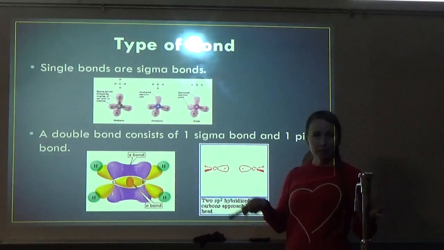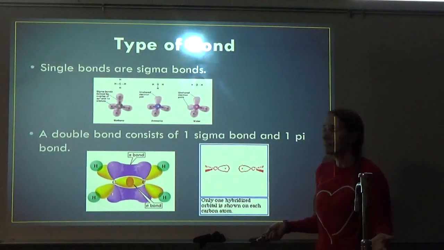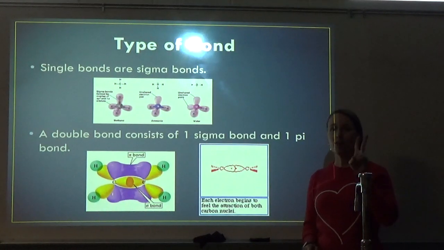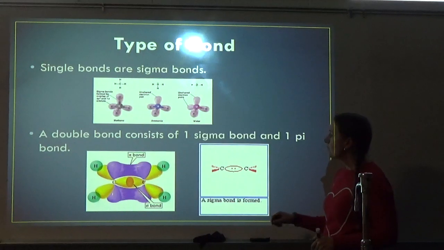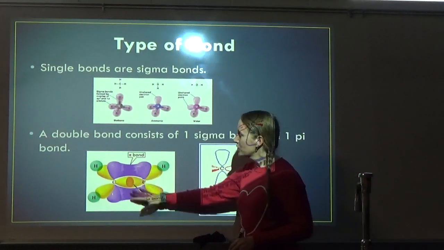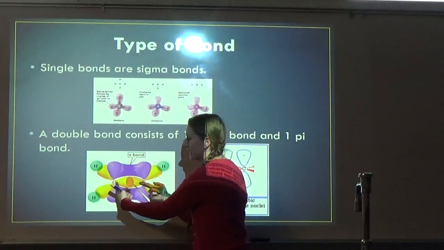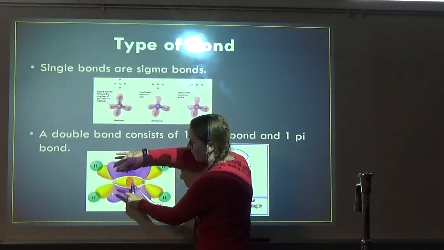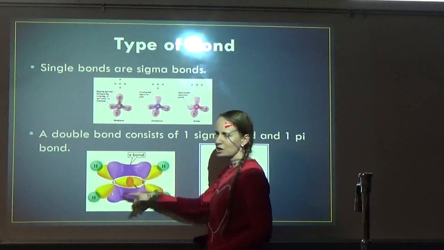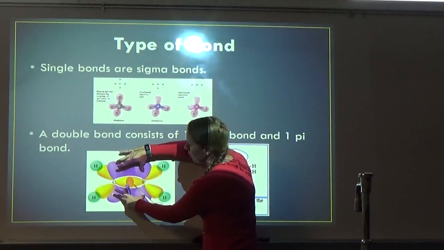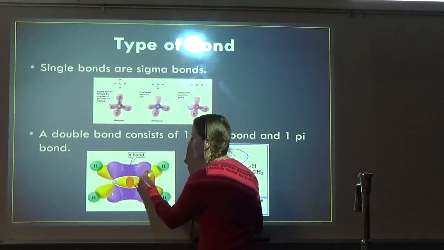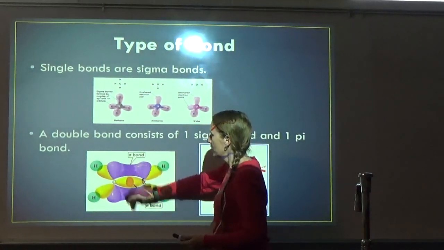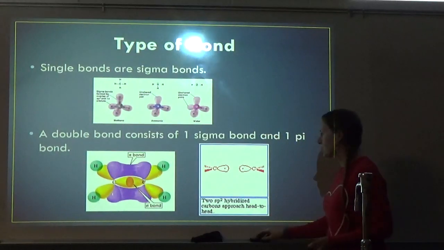Single bonds are sigma bonds, so that's an easy way to know if it's sigma or pi. A double bond consists of one sigma and one pi. I know this picture is kind of hard to understand, but you have a sigma overlap right here, and then the pi overlap right here. And I know it seems like this is a triple bond, this is all one orbital. Remember, the p's have the two lobes. That's still only one p orbital. So that's what a double bond would look like.